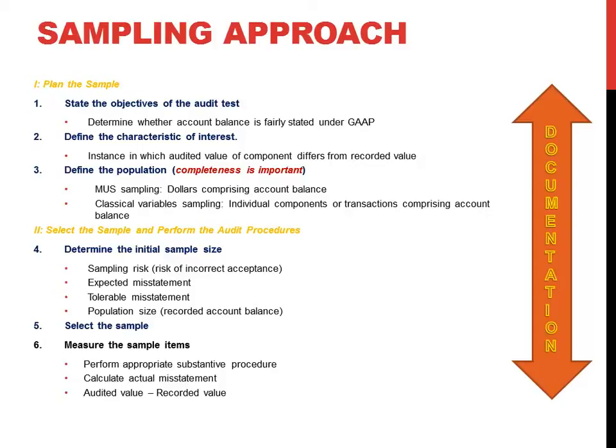What's our characteristic of interest? What are we auditing? What is the recorded value? So the instance in which the audited value differs from the recorded value, right? That's the misstatement. So we have to define what is a misstatement.